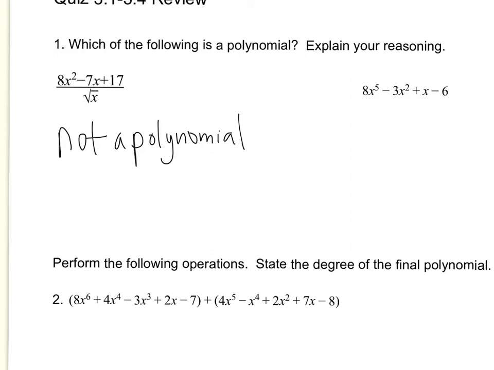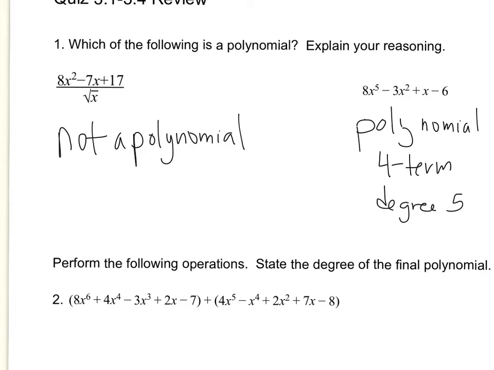So if we look at the one on the right, this one is a polynomial because it is just a product of numbers and variables in each term. It is a 4-term polynomial because there are 4 terms, and the degree would be 5 because the highest power is 5.